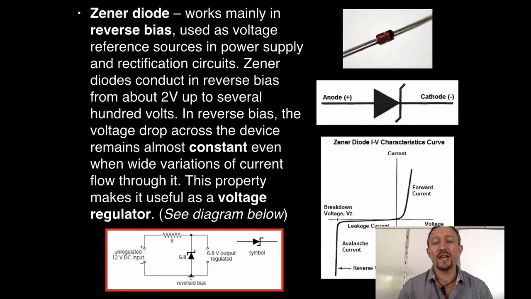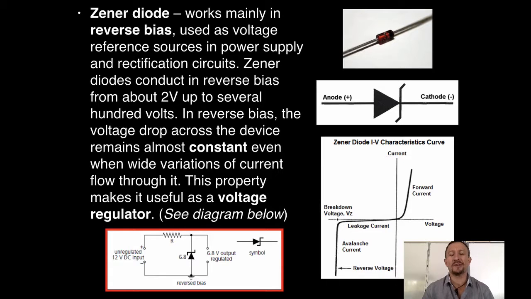Another use of a diode is a Zener diode. Now a Zener diode is a very interesting diode because it works in reverse bias. If it's working in reverse bias, you need to look at the left-hand side of the curve. So you can see the IV characteristic curve down in the bottom right-hand corner. Remember, you're going to be looking at the left-hand side of that curve, anything to the left of the y-axis. Forward current you're not interested in because Zener works in the opposite direction. So as it says here, it can conduct from anything from 2 volts up to several hundred volts, depending on the type of Zener diode it produces.